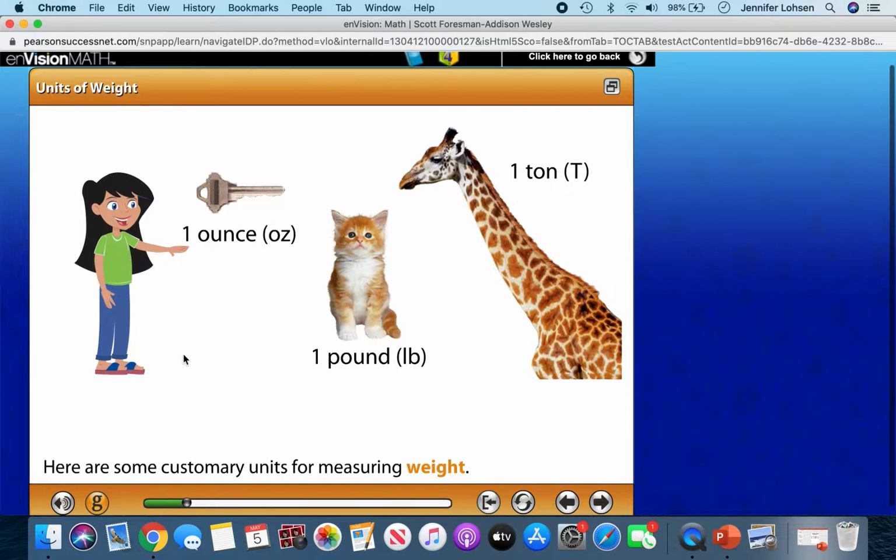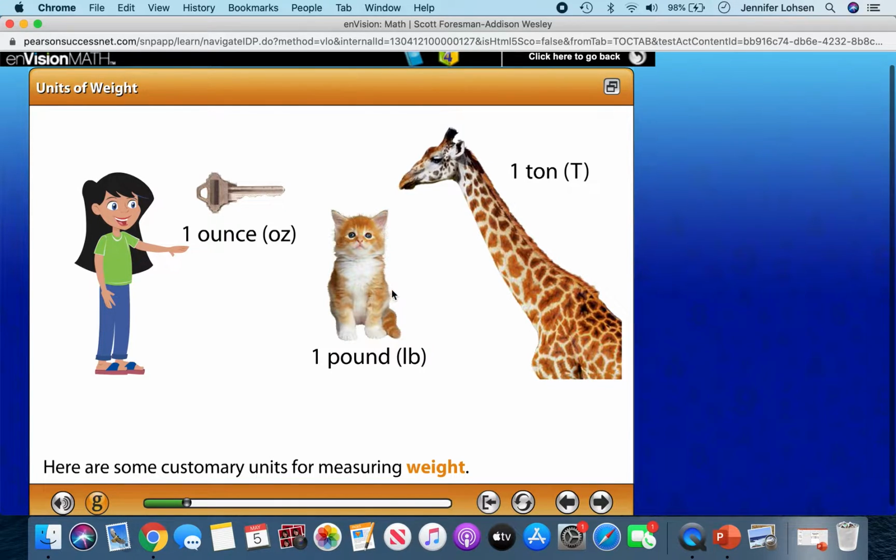Here are some customary units for measuring weight. So these are the 3 units that I had mentioned to you guys just previously. An ounce is the smallest unit for measuring weight in the customary system. It is abbreviated by OZ. And an ounce, if you guys remember when we were in school, I passed around a key for you guys to feel. But if your parent has a key, if you want to remember what an ounce feels like, you can just hold one key in your hand. That'll give you that concrete representation of about an ounce.